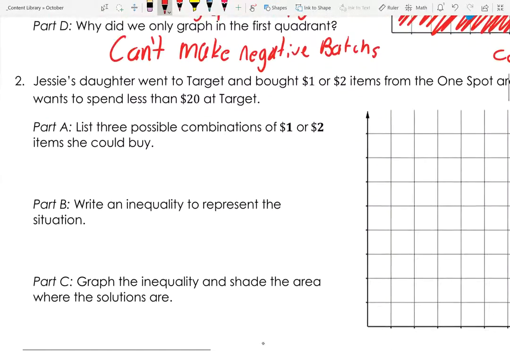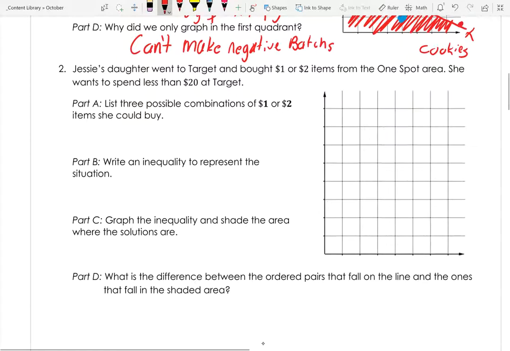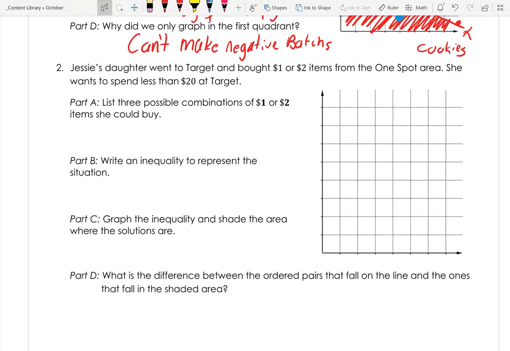All right. Number 2. Jesse's daughter went to Target and bought $1 or $2 items from the one spot area. I guess you guys know what they're talking about. The one spot area. You know, when you walk into Target, immediately right by the cash registers, you got the little dollar section. It's got all the cheap stuff, like $1 or $2. That's where it's at. That's got the cool stuff there.